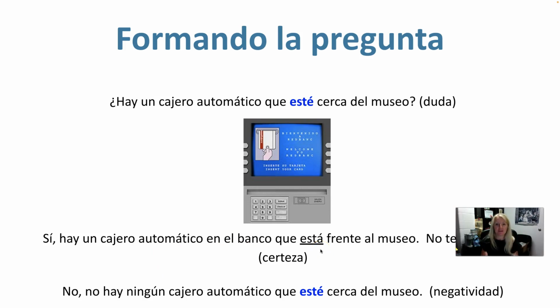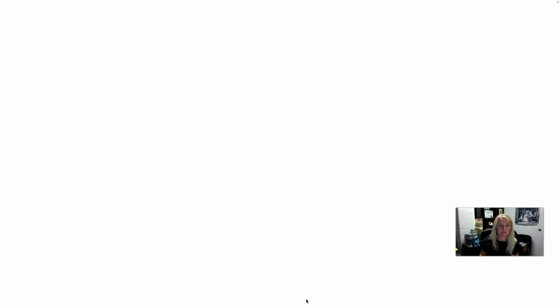I know it. I've been there. I can show you the address. It's certain, so it's indicative. But the negativity, no hay ningún cajero automático que esté cerca del museo. There is not an ATM that is near the museum. Even if you're sure of that fact, pay attention to that. Even if you're sure that there's no ATM, the sentence is still negative, and it's the negativity that inspires the use of subjuntivo, and the negativity is what makes it subjunctive.